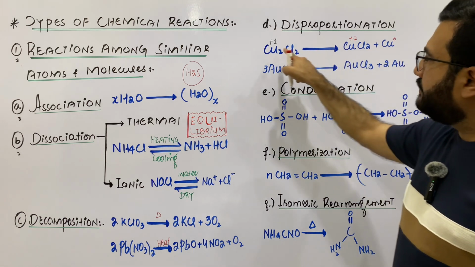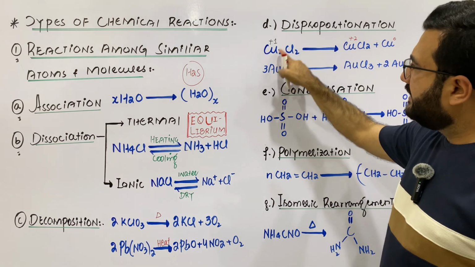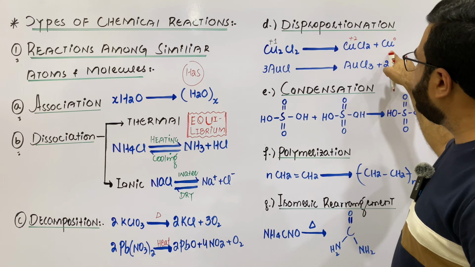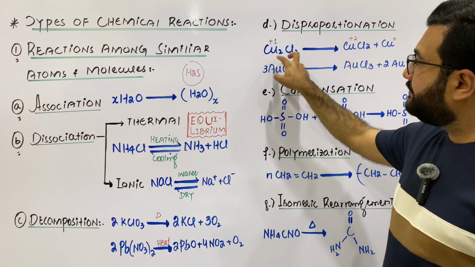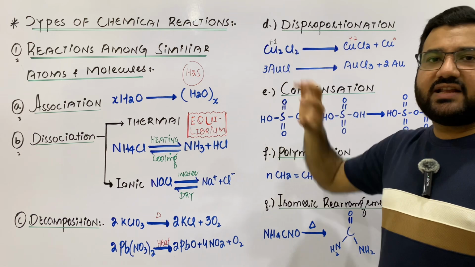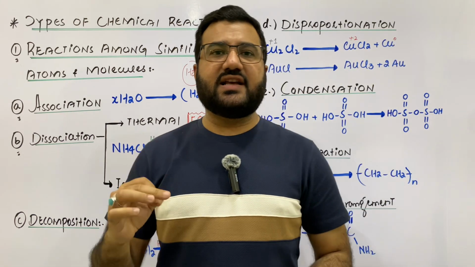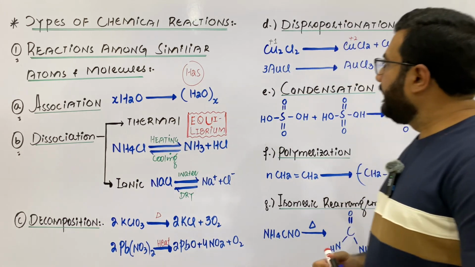state is 0. So when it is changed from +1 to +2, it gets oxidized, and when it is changed from +1 to 0, as the oxidation state is decreasing, it is being reduced. So a single substance gets oxidized as well as reduced, and in this case the cuprous chloride is getting oxidized as well as reduced due to the variable valency of the copper.